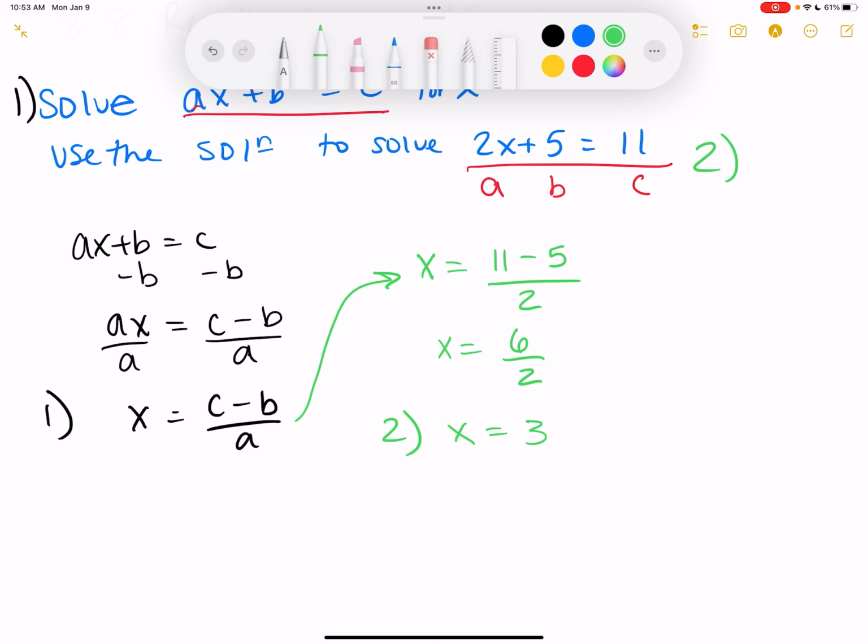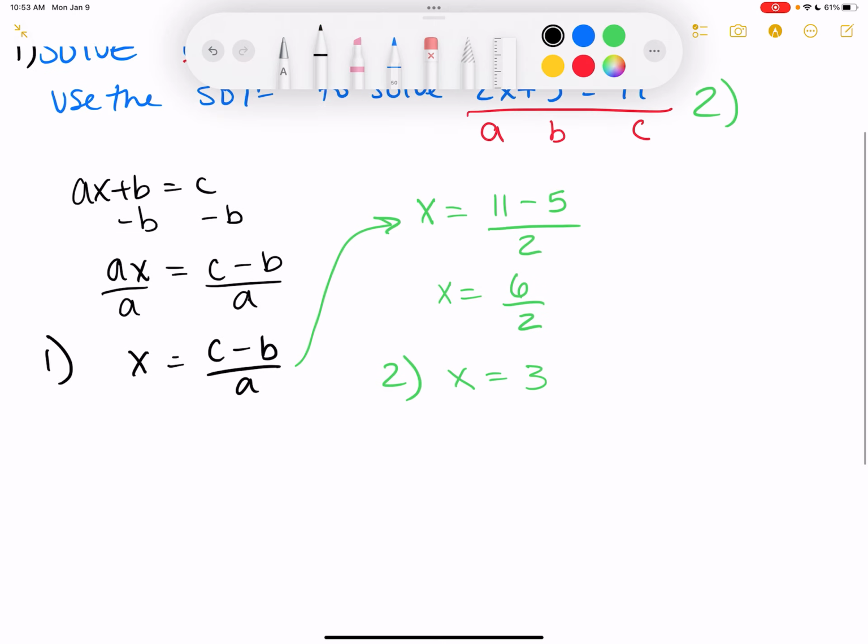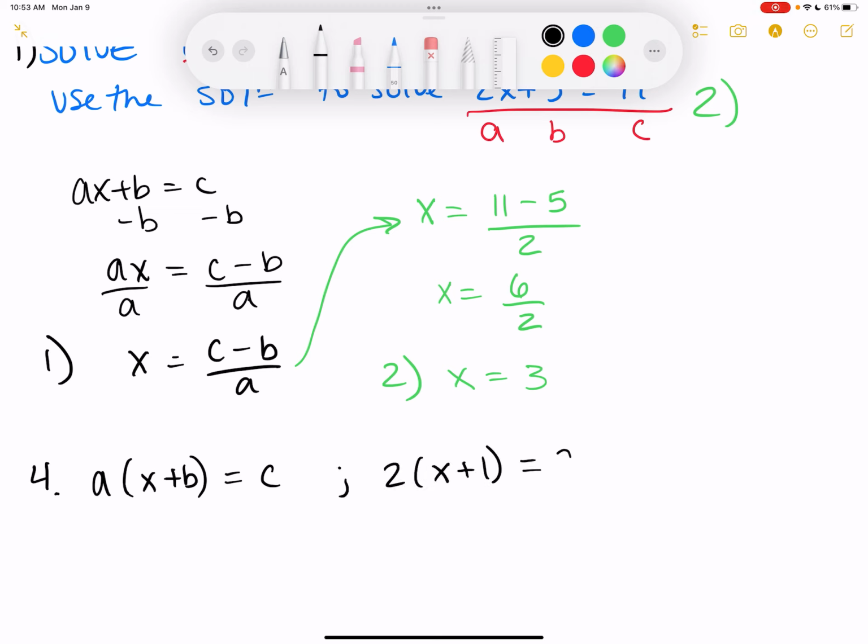So I'm going to actually look at some out of the homework now. We did that one just to get started. So number 4, we have, and it's the same instructions. It says solve the literal equation for x, which is the first equation that's given to you, and then use that to solve the specific equation, which is the one with the numbers in it. So why they write it so weird, I don't know, but oh well. So we have a times x plus b is equal to c. And then we have 2 times x plus 1 is equal to 9.